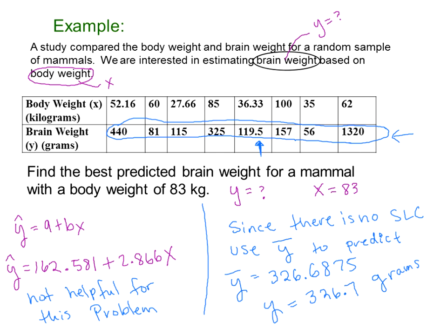Now remember, I did not have a linear correlation between these two variables, so the best predictor is just the mean of the y's. I cannot use the regression equation to make predictions because the regression equation is only useful if you have a significant linear correlation. And from the very beginning, when we started working with this, from the graph, we already knew we were not going to have a linear correlation or a linear relationship.